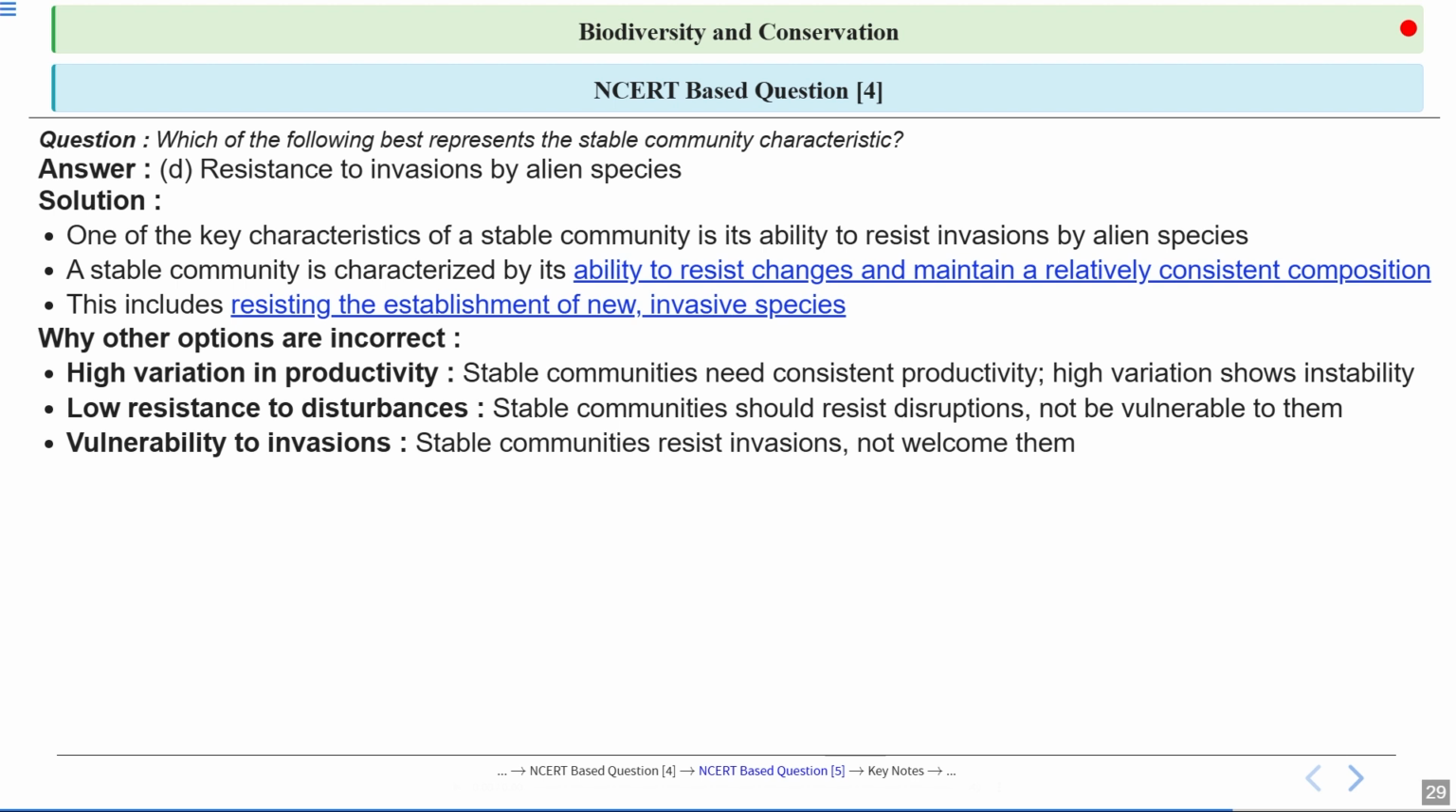And then vulnerable to invasions. Stable communities resist invasions, not welcome them. So that's why this option is also incorrect.